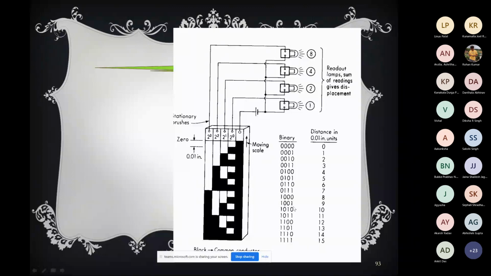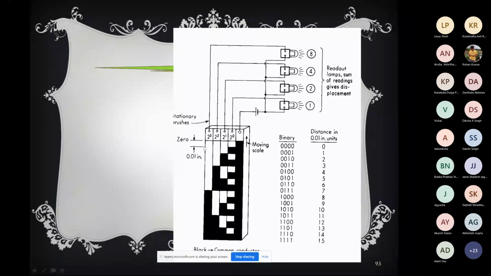You can make this opaque or transparent if it is optical. If it is magnetic or conducting, you can make it a copper strip, no copper, copper strip, no copper, and you may have a slider on it, and in that case you can use a bulb that will glow according to the reading you take. If you make the resolution 0.01 inch, then 0.01 into 16 means you can measure 0.16 inch.